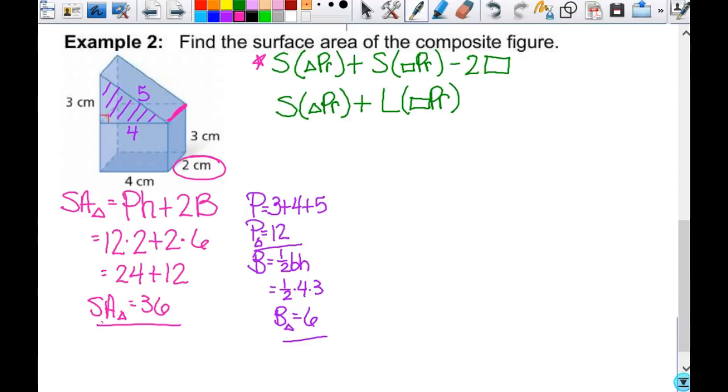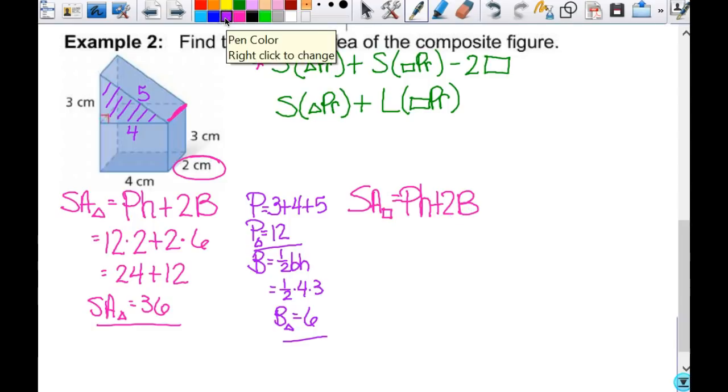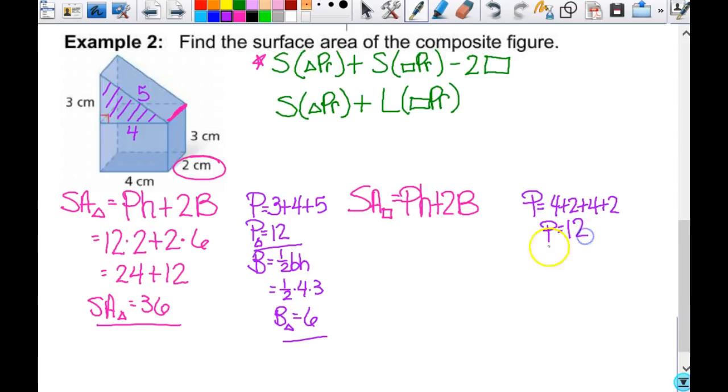Everybody good with that? Okay, so now we're going to find the surface area of the rectangular prism. That also is perimeter times height plus 2 times big B. So my perimeter, what do I add for perimeter? 4 plus 2 plus 4 plus 2, right? So my perimeter is 12. It is a coincidence that these two numbers are the same, by the way. Total coincidence. So if you accidentally use the wrong one, you'd be okay here, but that's a coincidence.